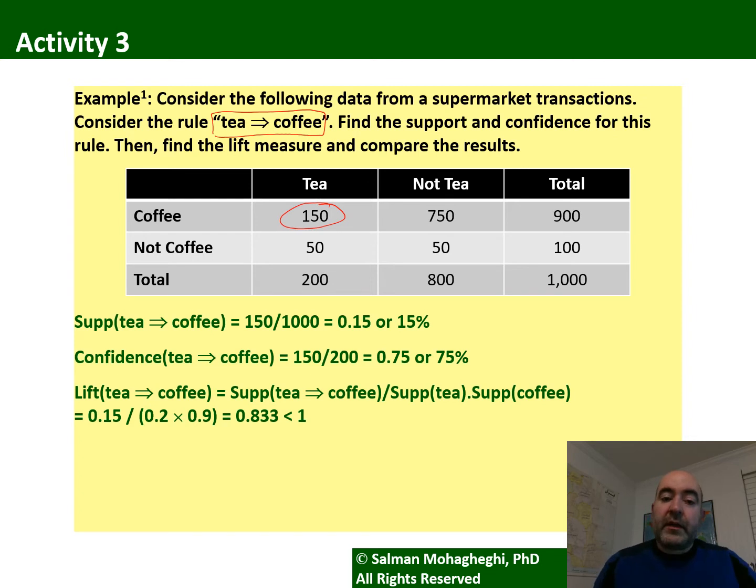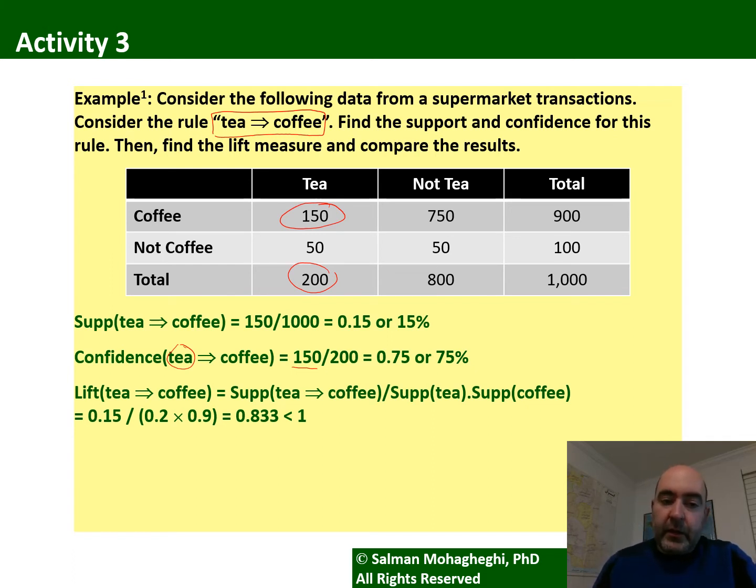Now, if I look at the confidence in the rule tea then coffee, confidence would be 150, which is the support for X then Y, divided by support for X, in this case for tea. How many people have purchased tea? 200 out of a total of 1,000. So 150 divided by 200, which is 0.75 or 75%.